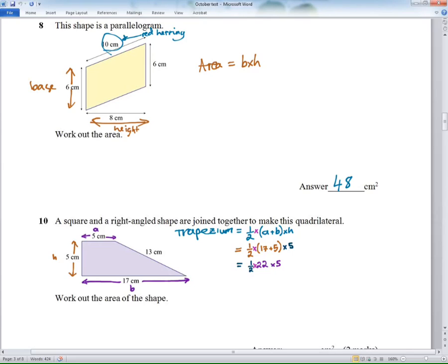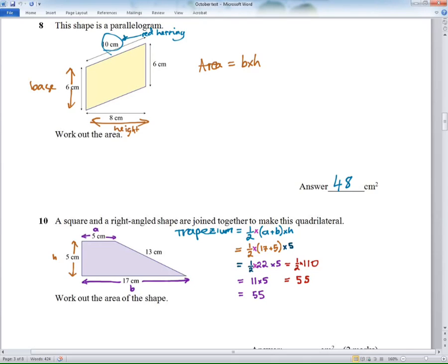Now, it doesn't matter which order we do the multiplication in. So we could do a half times 22, which is 11, then times 5, which is 55. Or alternatively, we could do the 22 times 5 first to give us 110. Then we half this to get 55. So the answer was 55.